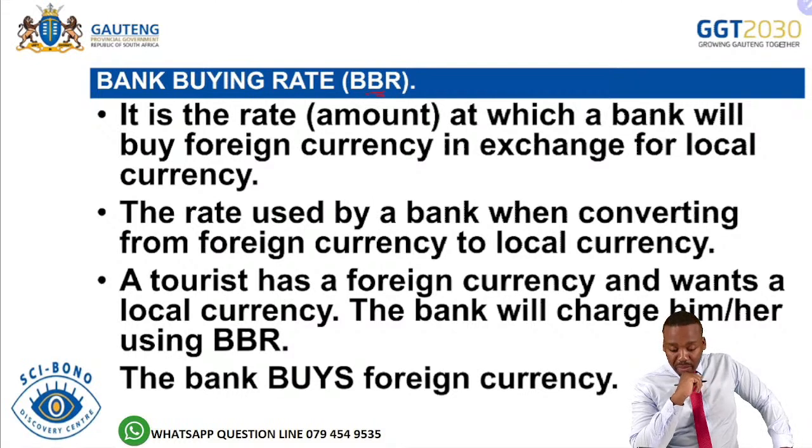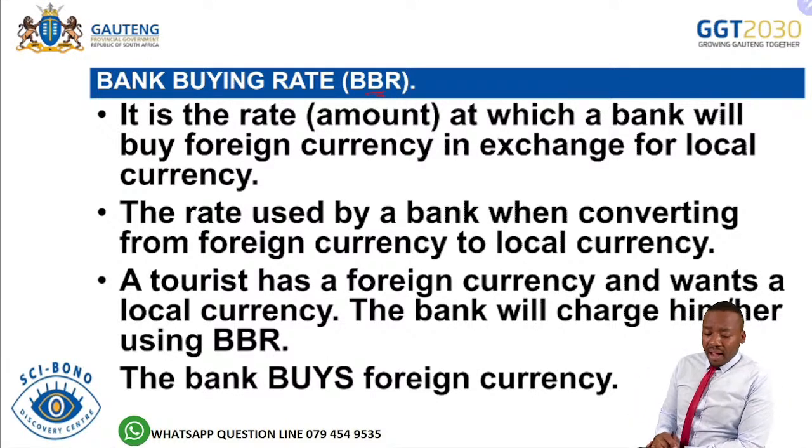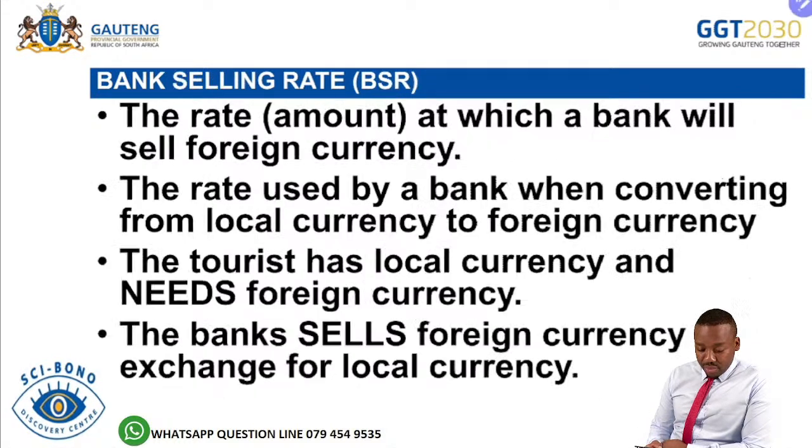So you need to remember what BBR stands for. Bank buying rate. But what is this BBR? What does it mean? It is the rate or the amount at which a bank will buy foreign currency. Let me just show you this table.